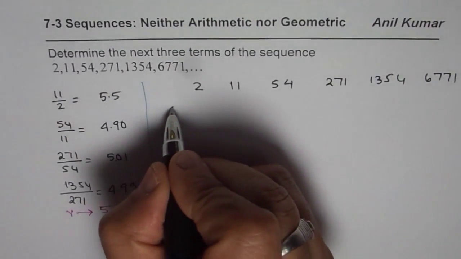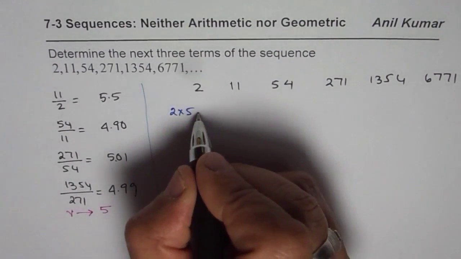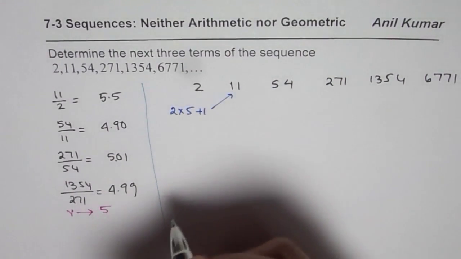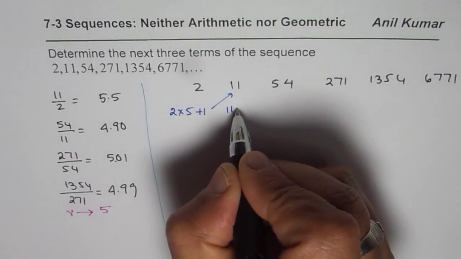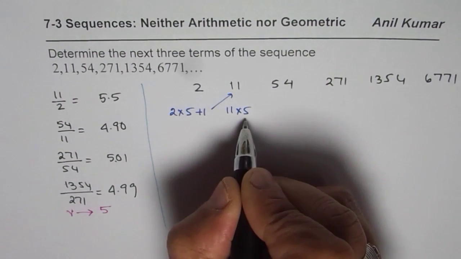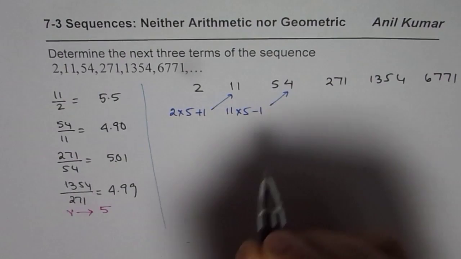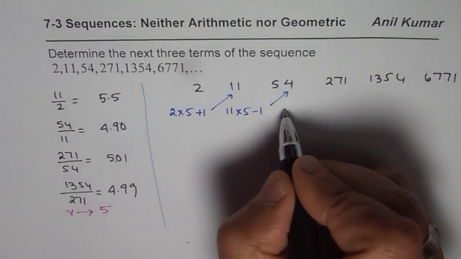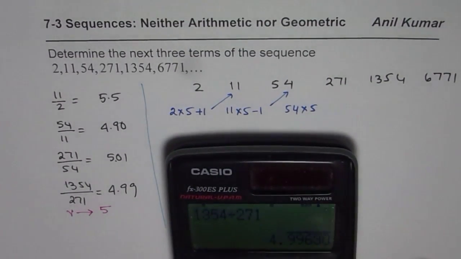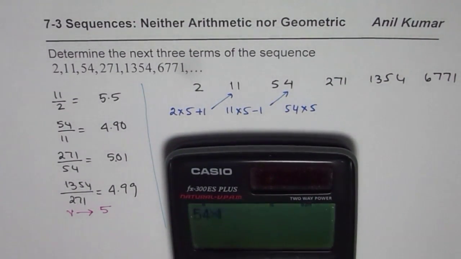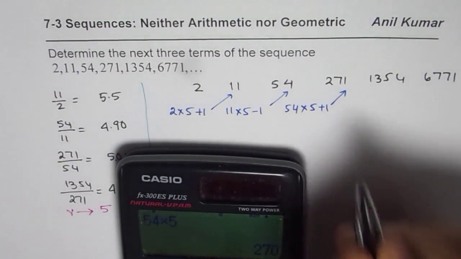So if I do 2 times 5, what do I get? I get 10. To get 11, I have to add 1. That's it. From 11 to 54, I can do 11 times 5. I get 55. To get 54, I have to take away 1. Now from 54 to 271, let us do 54 times 5. What do we get? Let's use the calculator. 54 times 5 is equal to 270. So we have to add 1 this time to get this number.